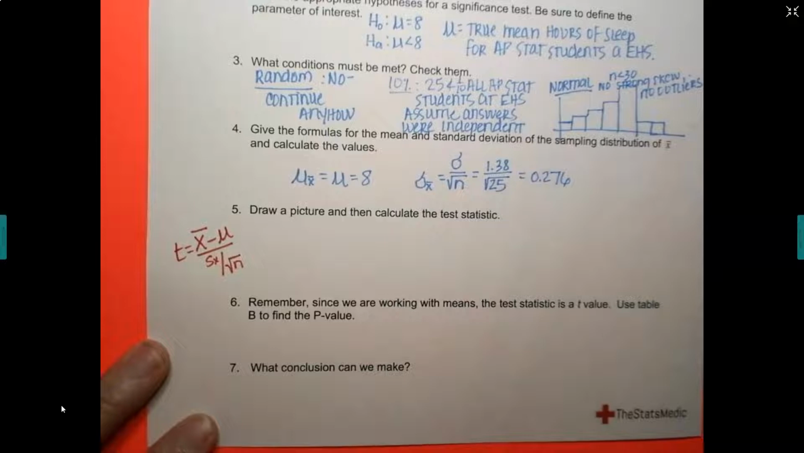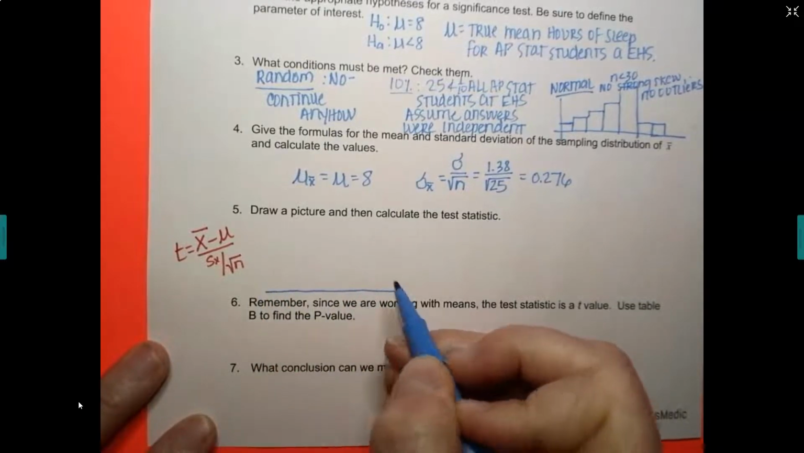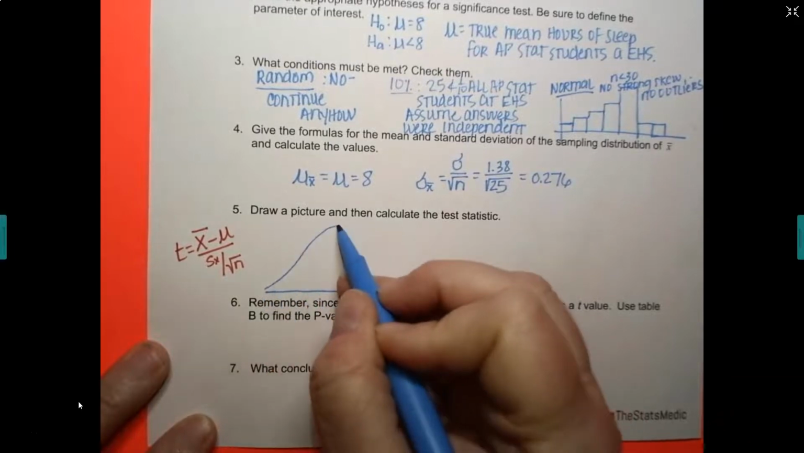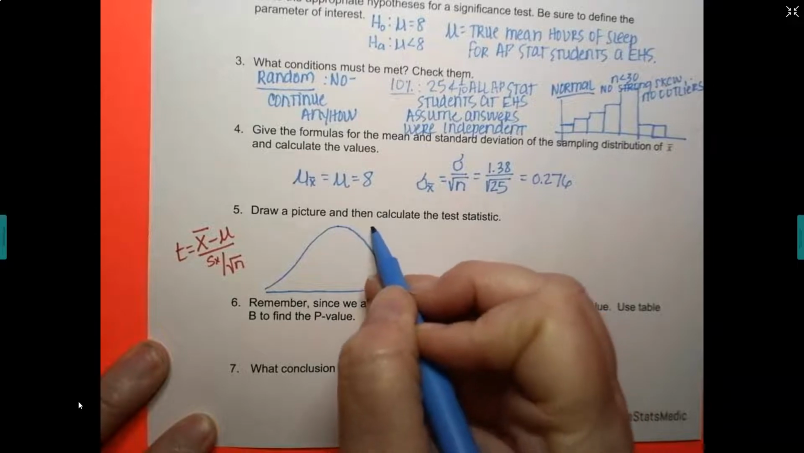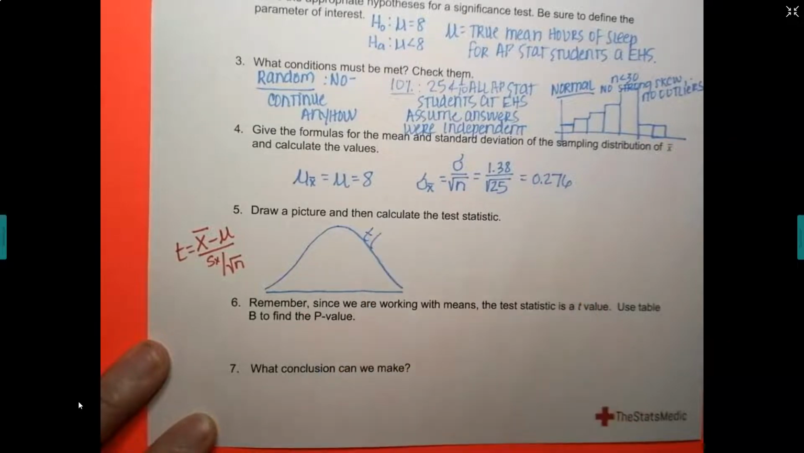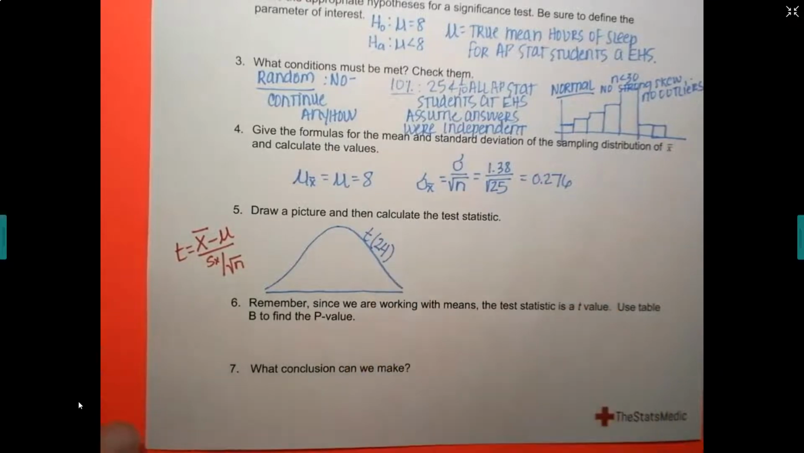So it works the same way, but when we draw our picture, we're no longer talking about a normal curve. We're talking about a t-curve. So here we have our curve, and instead of n and then the mean and standard deviation, I'm going to put t and my degrees of freedom. I had a sample size of 25, so I have a degrees of freedom of 24.